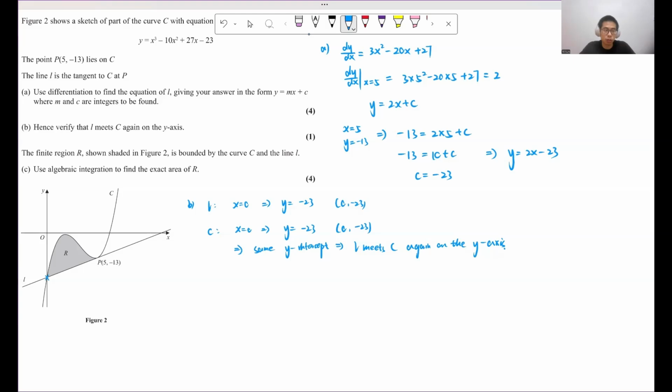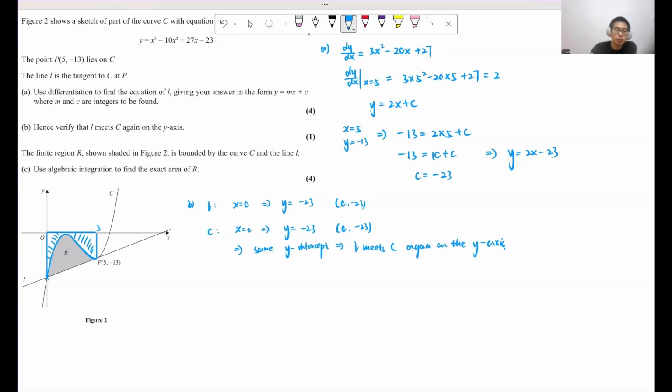In part c, one has to use algebraic integration to find the exact area of R. If it's finding the area, it has to be something to do with integration. For this point, we know the x value is 5, and for this one, that's just 0. If we integrate the curve between 5 and 0, remember, integration finds the area between the curve and the x-axis. So this is a curve, and this is the x-axis, and the area you'll find will be this area. But be careful, since it's below the x-axis, you'll get a negative once we've done the integration, so you need to make it positive because this is the area.